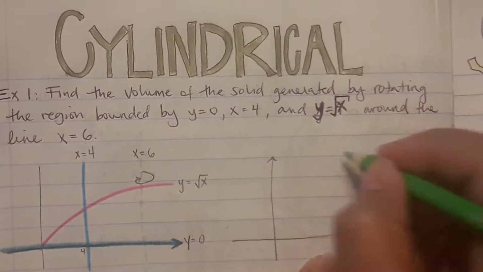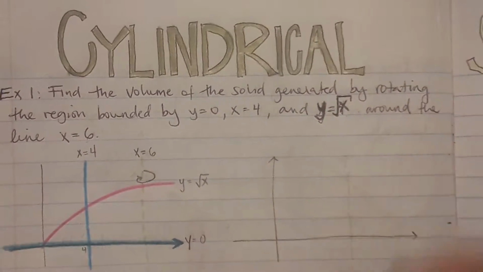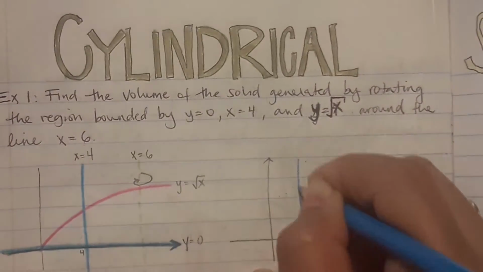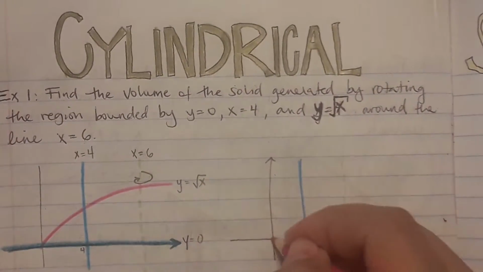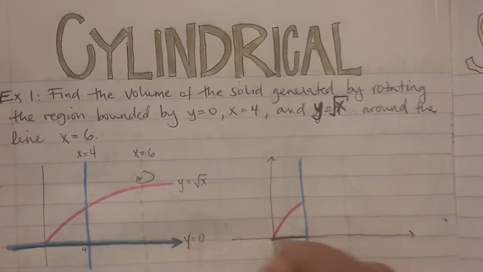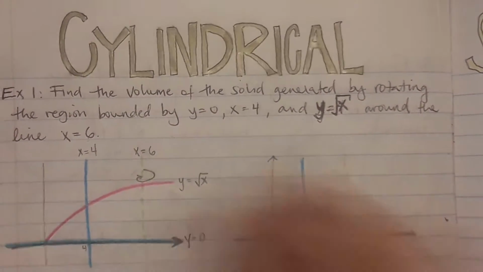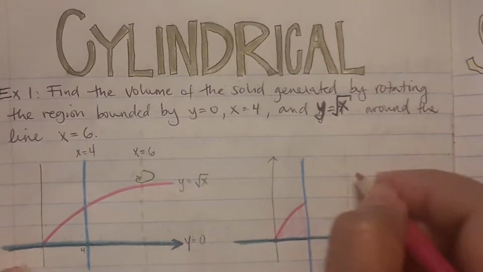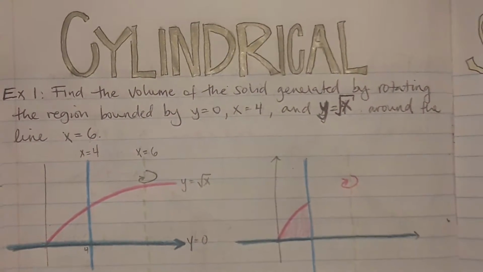So again, I'm just going to draw everything, but just with the area that I'm interested in. This is a listening check. Underline example 1. Alright, so we're taking that little area and we're rotating it around that line.